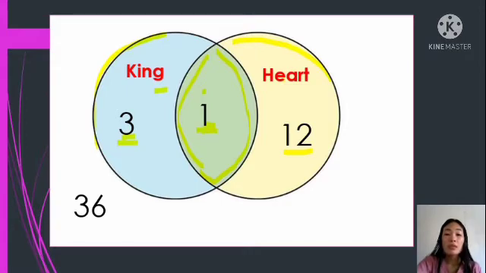So this is the illustration of using the Venn diagram based on the situation that we have mentioned a while ago. So what is there? 36 here. Okay, so since there are 52 all-in-all cards, and we have 4 kings and 13 hearts, so we know that there are 52 cards. So the rest of the cards do not belong to king or a heart. That is why it is written outside the 2 circles. Okay, let's proceed.